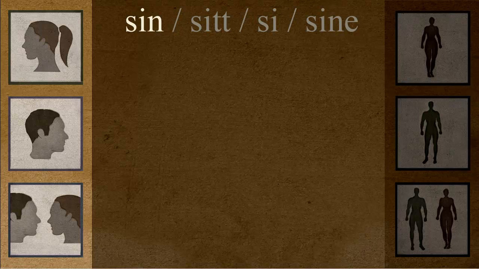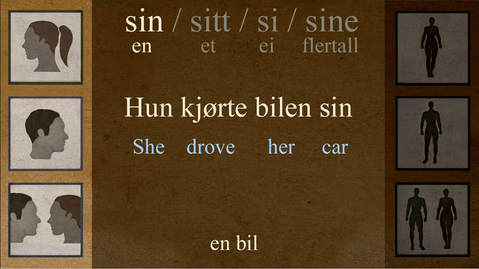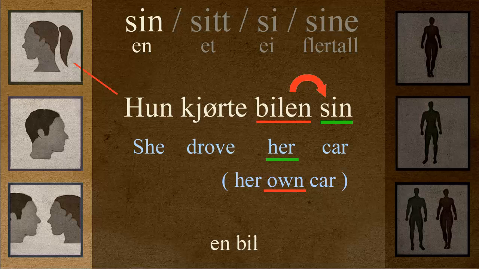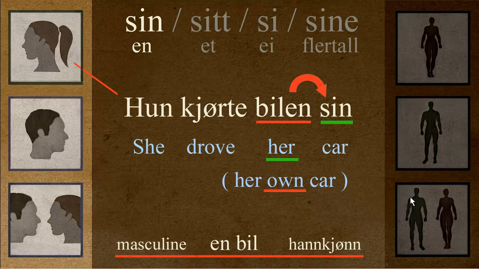But just to go over, this is a good place to start with sin, sitt, si, sine. All right, they are dependent on the noun. Here, let's just show you. They reflect back on the noun, and that determines which one you're going to use. So, en bil, right? That's masculine, or hun, hun kjørte bilen sin, okay? And it's all about the noun. It's not about the subject, the lady or the guy or them. It's about the noun. The noun determines which one you're going to use.